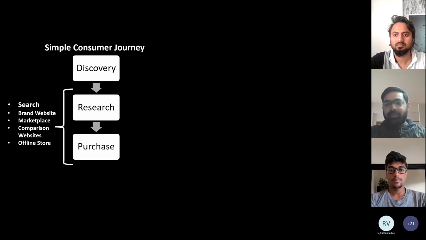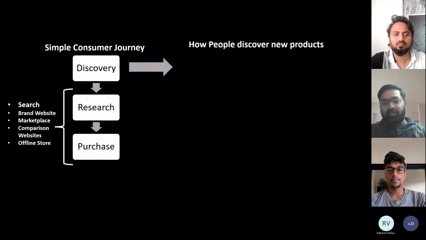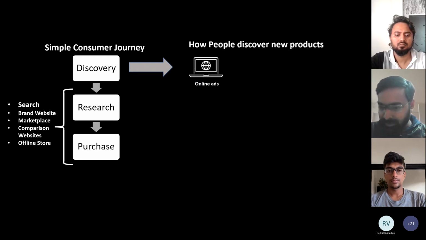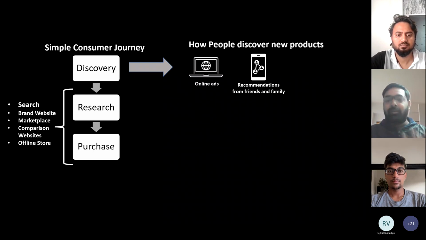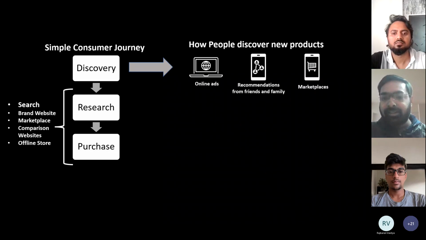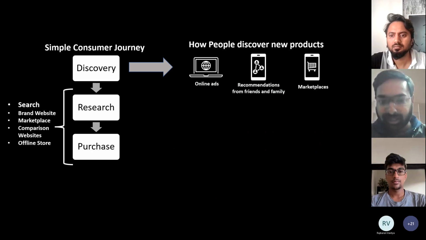In terms of the discovery phase, first of all, we need to understand how people discover your products. There are usually three ways they discover them. It can be through online ads, कि हम ad के through दिखा रहे हैं कि this is the product and services we want to sell online. Second is recommendations from friends and family, and the third is through marketplaces.